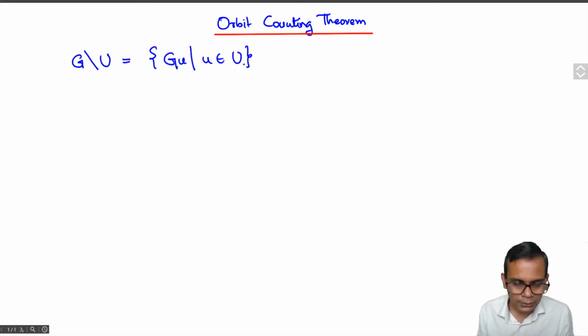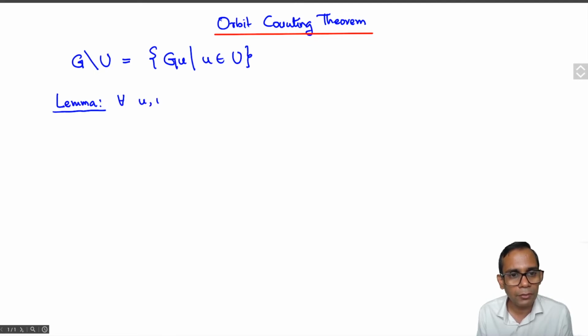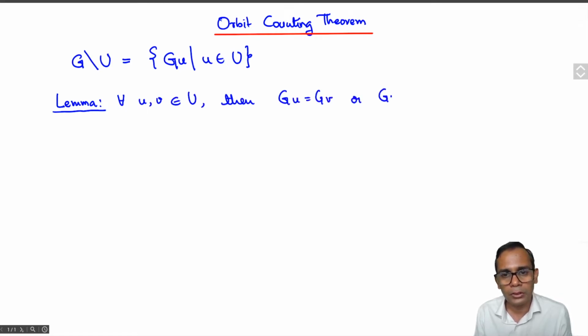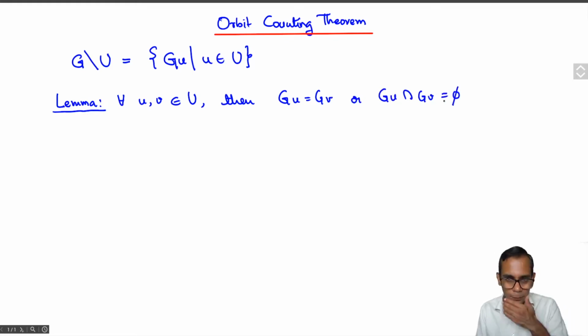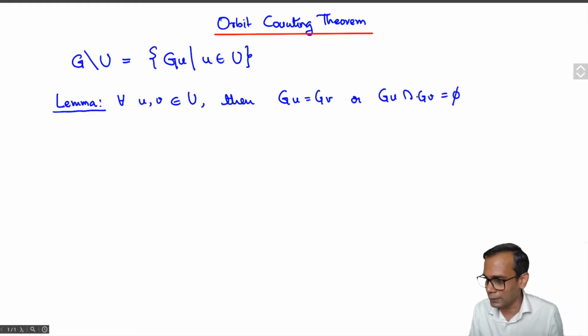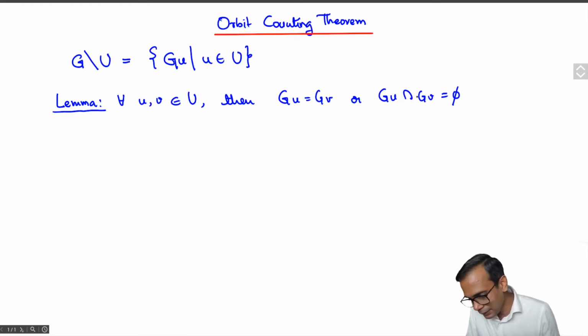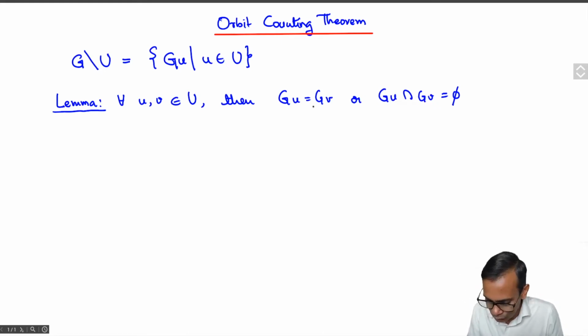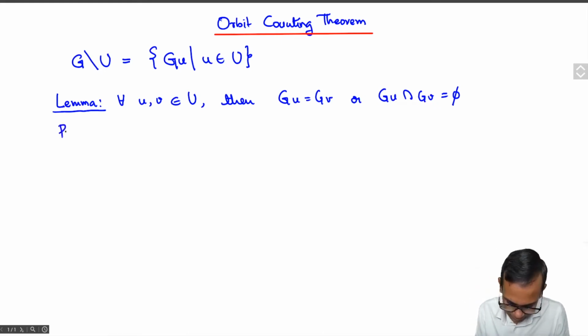Now, before we proceed any further, let me make a record that if we have two elements U and V in U, then either GU equals GV or GU intersect GV is empty. Two orbits are either disjoint or coincide. And this is rather easy to show. I'll leave it as an exercise.